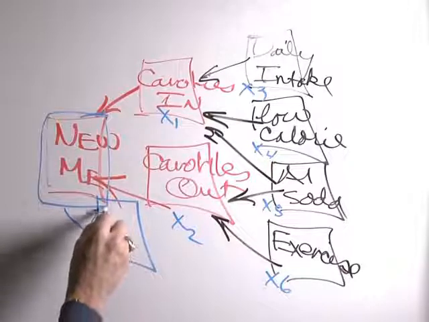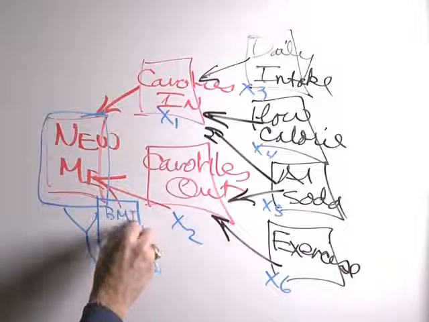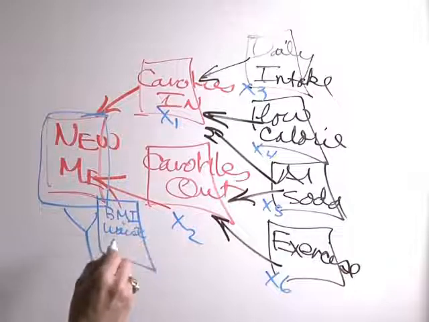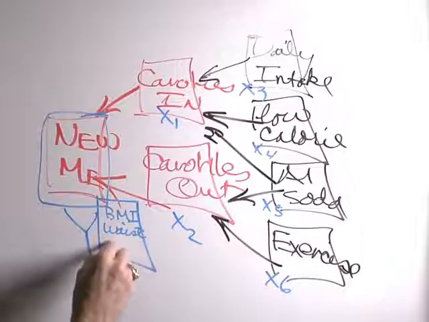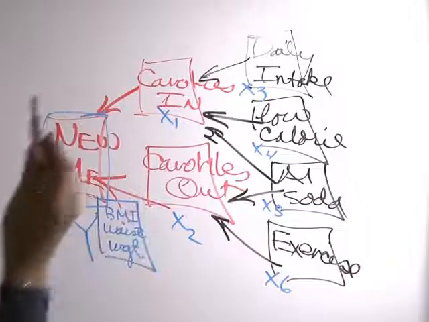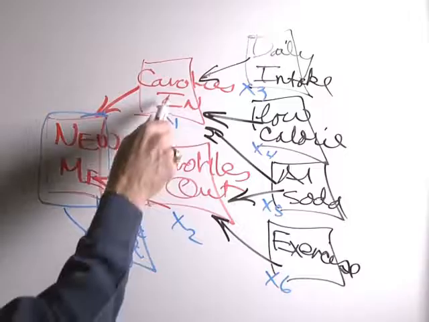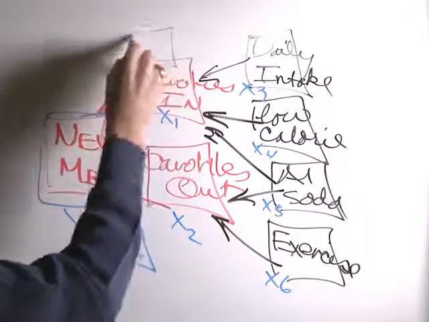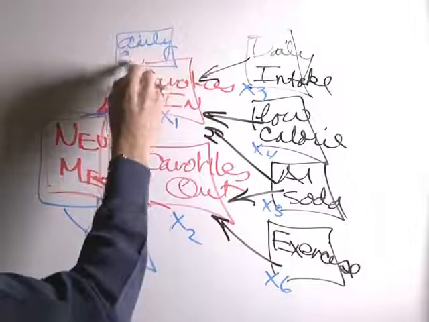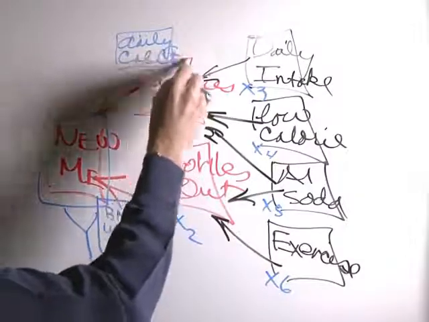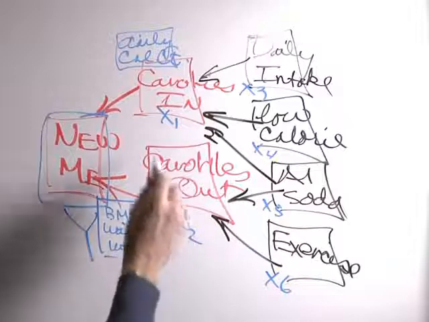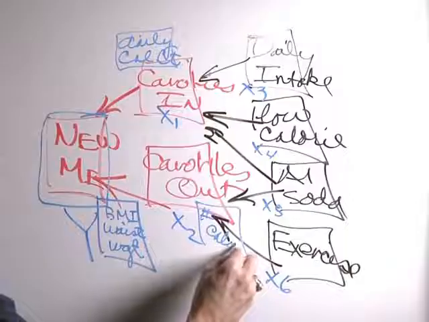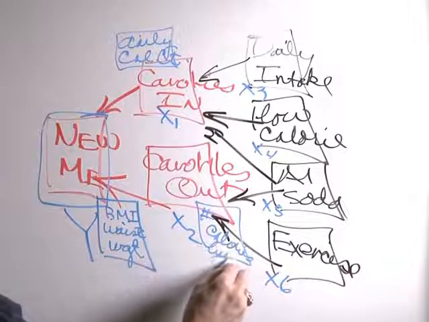A new me, how would we know that? We could measure our BMI, the body mass index. You could measure your waist size. You could measure the weight in grams, kilos, whatever the unit. Now, calories in, how would you measure that? You could actually get your daily calorie count. Calories out, you could track the number of calories burnt each day.